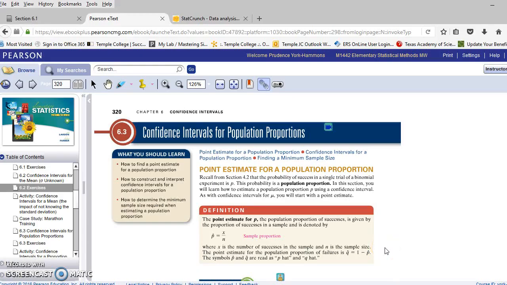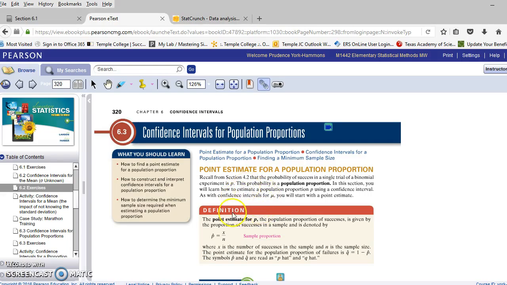This is Dr. York-Hammons, and today we're going to look at Chapter 6, Section 3, Confidence Intervals for Population Proportions. Now, you'll remember in Sections 1 and 2, we were finding confidence intervals for the population mean. So today we're looking at a population proportion, which is a different parameter than before. And so we will use different types of statistics to find that.